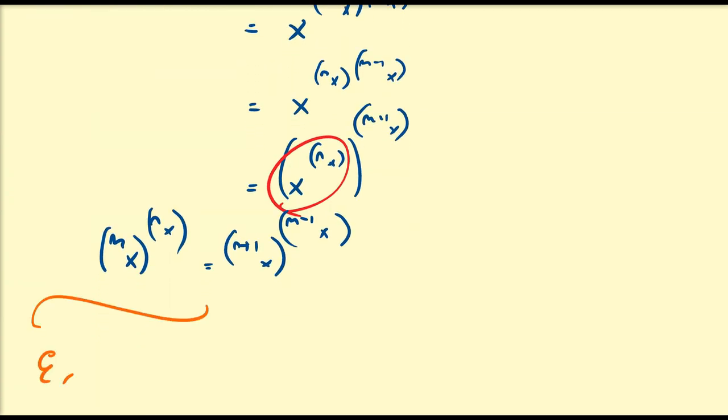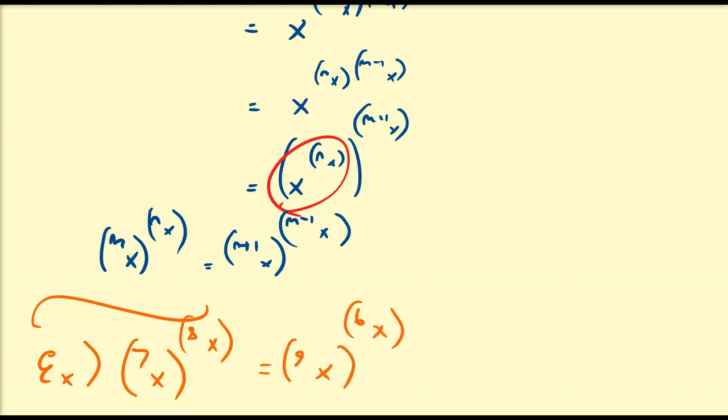So, an easy example: if we have the 7th tetration of x to the power of the 8th tetration of x, this is the same as the 9th tetration of x to the power of the 6th tetration of x.